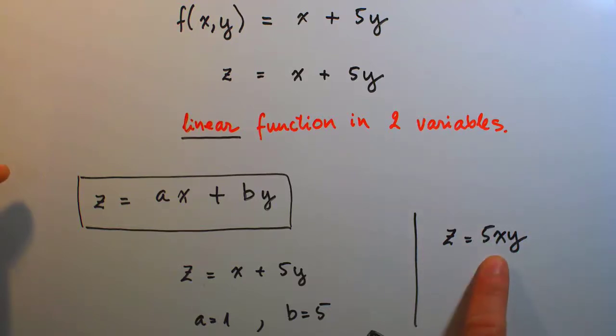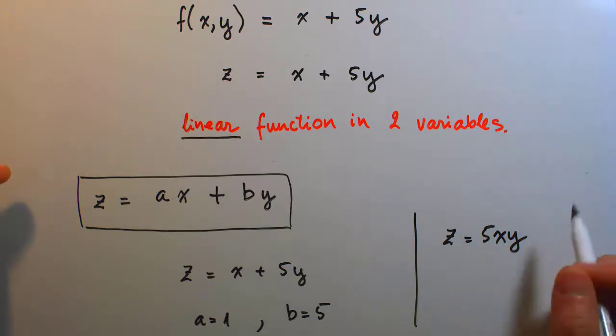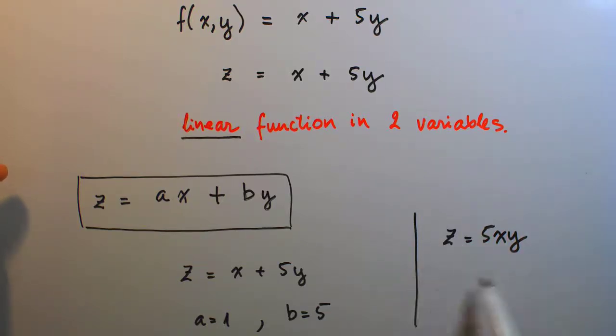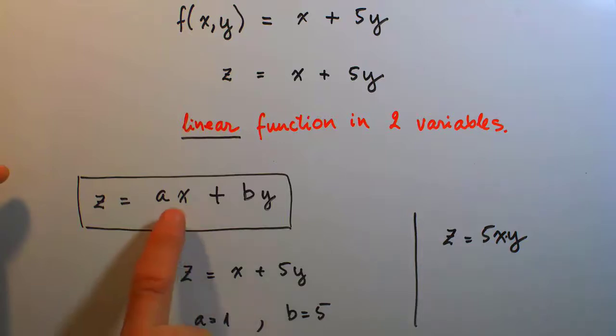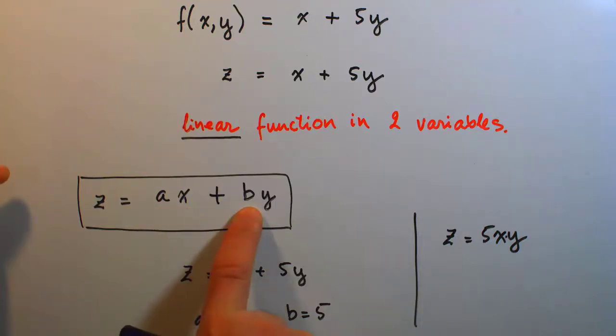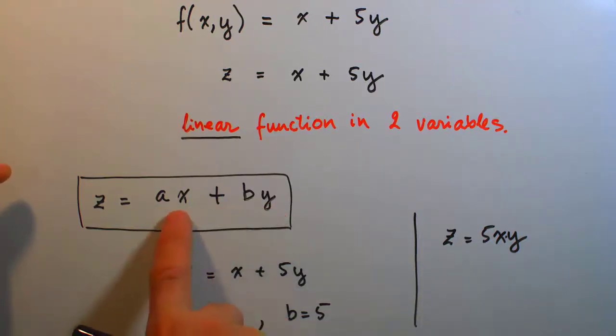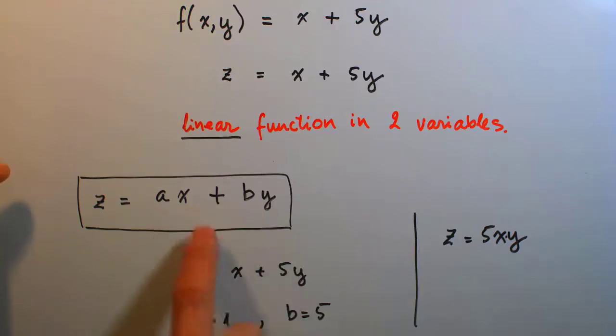Now, this function is not a linear function. This function of ours right here, once again, has the two variables. So it's a function of two variables. It has a coefficient, but now the two variables are in a product. The difference with what we see in here is the function being one coefficient multiplied with one single variable and another coefficient multiplied with one single variable. So here is two variables standing on two separate terms. That's what makes it linear. This is not a linear function.